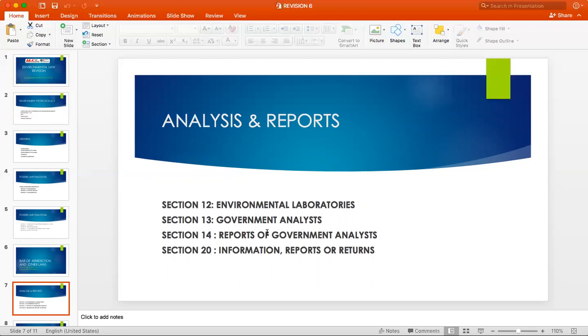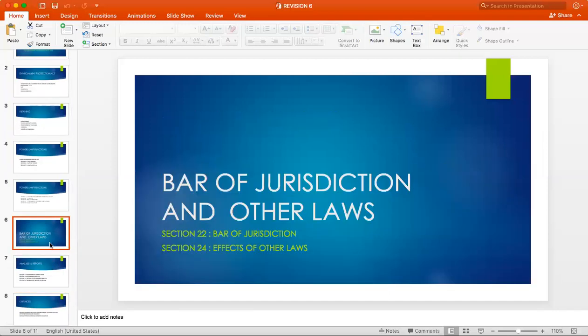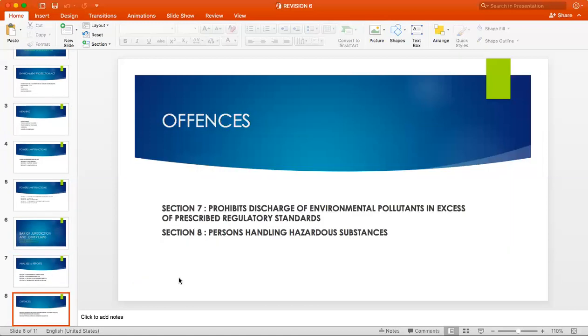All of this plays a very important role whenever we talk about evidence, authority, inquiry, and investigation. The next in line is offenses. When we talk about offenses, let's do section 7 and 8 first.